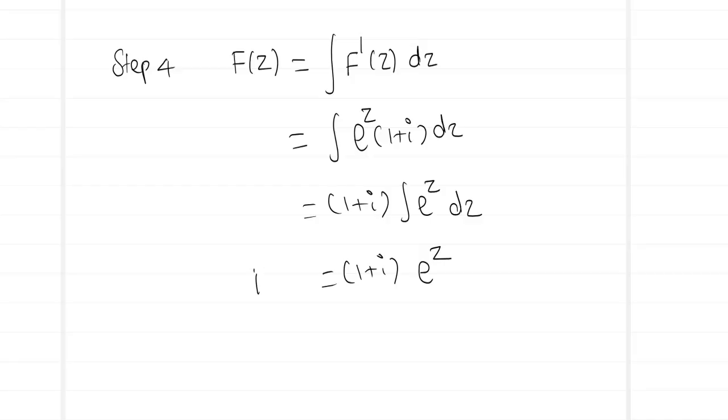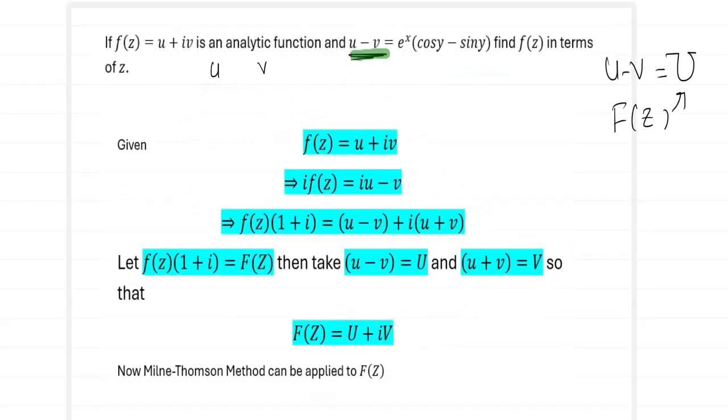So now my capital F of z is the analytic function which I have obtained, of the format 1 plus i into e power z. But our aim was to obtain small f of z. What was the relationship between small f of z and capital F of z? So we will go back to check what was the substitution which we made. We made that capital F of z is small f of z into 1 plus i.